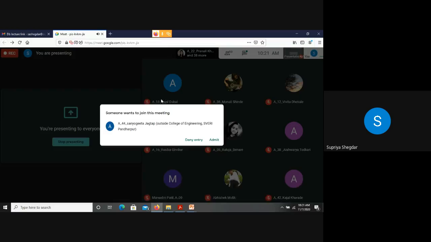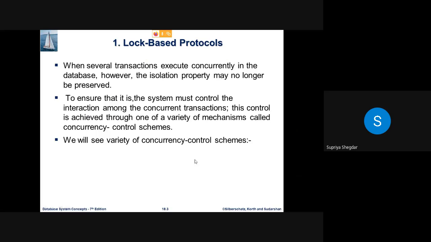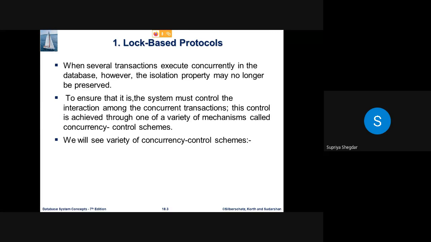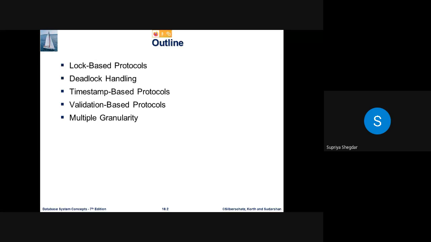Concurrency means the concurrent execution of transactions, that is, simultaneously executing multiple transactions. Obviously, if we execute multiple transactions simultaneously, some problems or errors may occur. To handle such problems, we require the concurrency control mechanism. In it, we will see the first point, that is lock based protocols, then timestamp protocol, validation, and deadlock handling. These are the schemes to handle concurrency control.